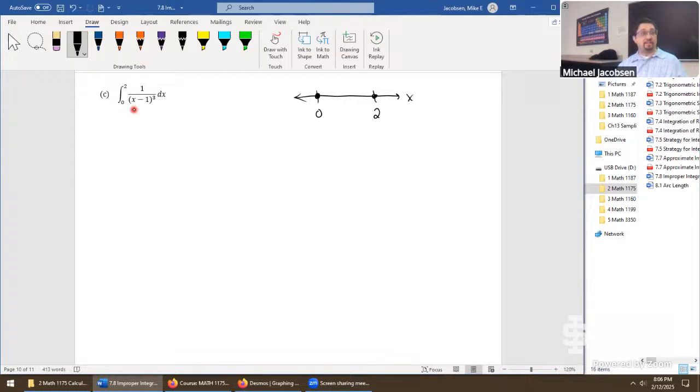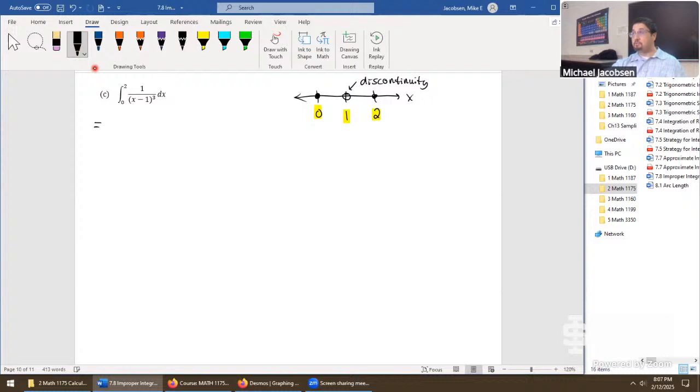Might not look improper, but if you spot a discontinuity, looks like a lot of people are saying 1 is the discontinuity, then that's the problem with this one. This is type 2 improper because right here at 1, we've got a big problem. That's our discontinuity. It's a vertical discontinuity as before, vertical asymptote rather. So that's our discontinuity, which means we'll have to break up our integral from 0 to 1, and 1 to 2. So let's make that our very first step on this one.